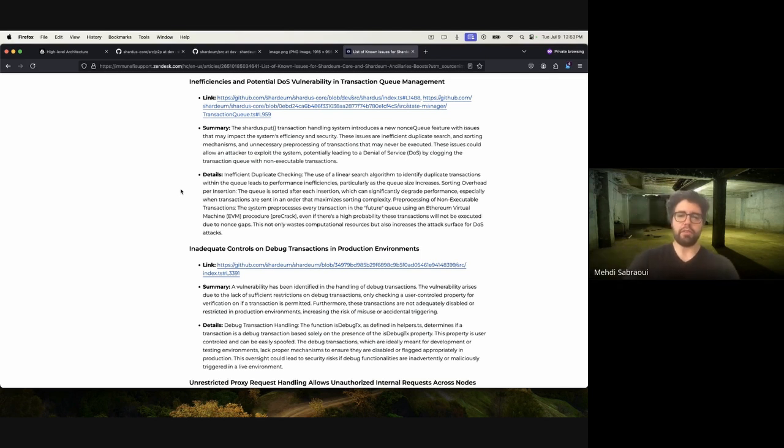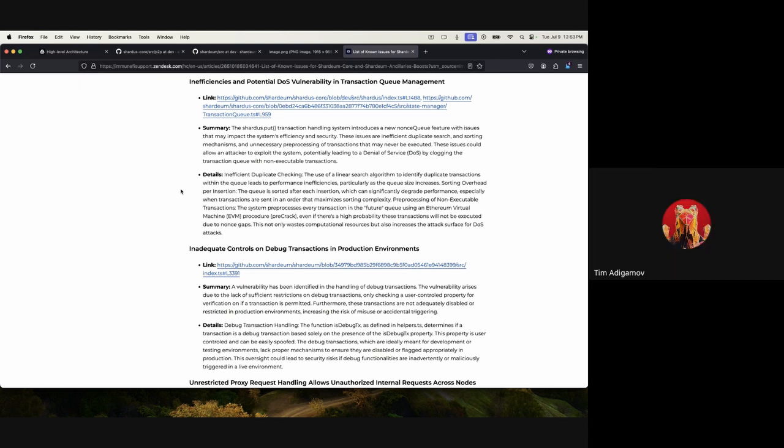Inefficient and potential DOS vulnerabilities in transaction queue management. Okay, so this is for the nonce queue. Some internal queues, the nonce queue on a node, can be DOSed. So we just declared it here. We're working on a fix for this. The nonce queue can eat all the memory on the validator.